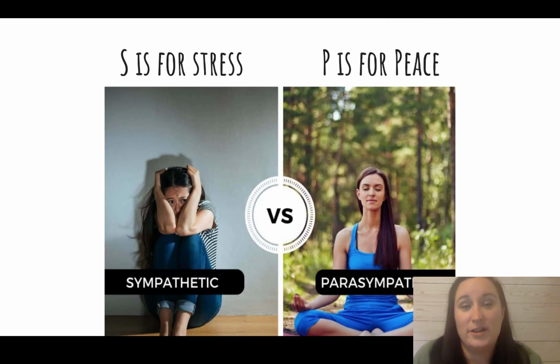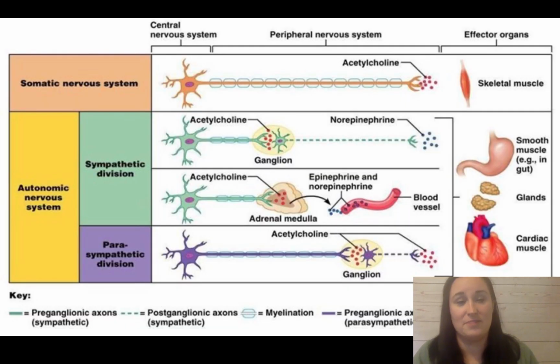Okay, so a little trick for remembering those two parts of the autonomic nervous system is to remember S for sympathetic, S is for stress, and P for parasympathetic, P is for peace. So I really like this. I find it super helpful. It's like one word. P is for peace, really. Even if you remember one of them, right? Then you remember the opposite.